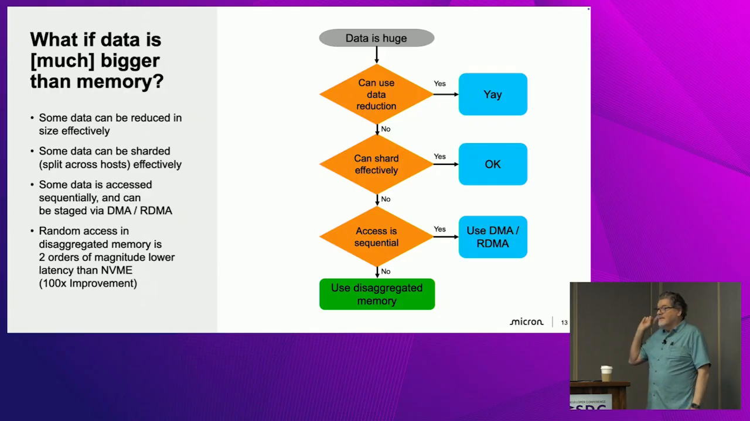Next step, if the axis is sequential, now you can use RDMA, you can stage it, because that works really well. And the bandwidth is good. But if none of those things work, again, my example is graph, then disaggregated memory starts to make a lot of sense. There are also in-memory indexes where you need in-memory performance, and sharding is hard to make work.